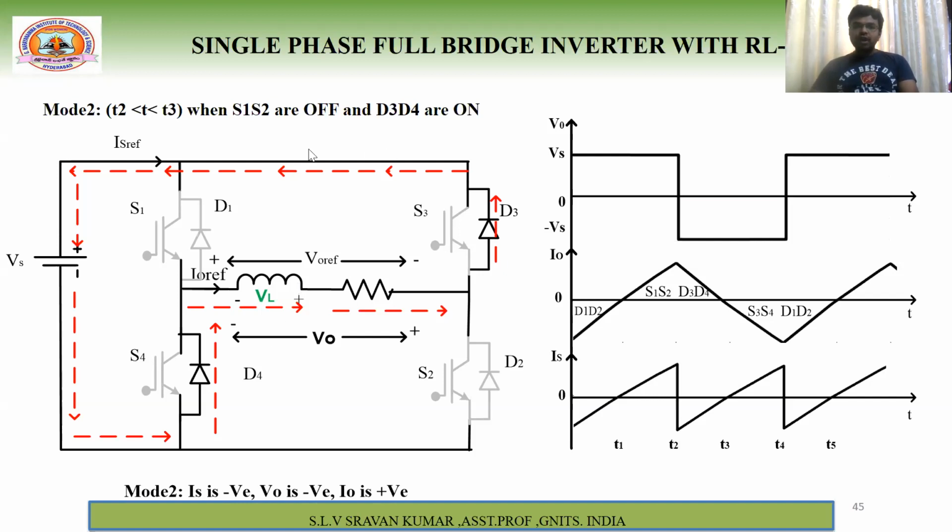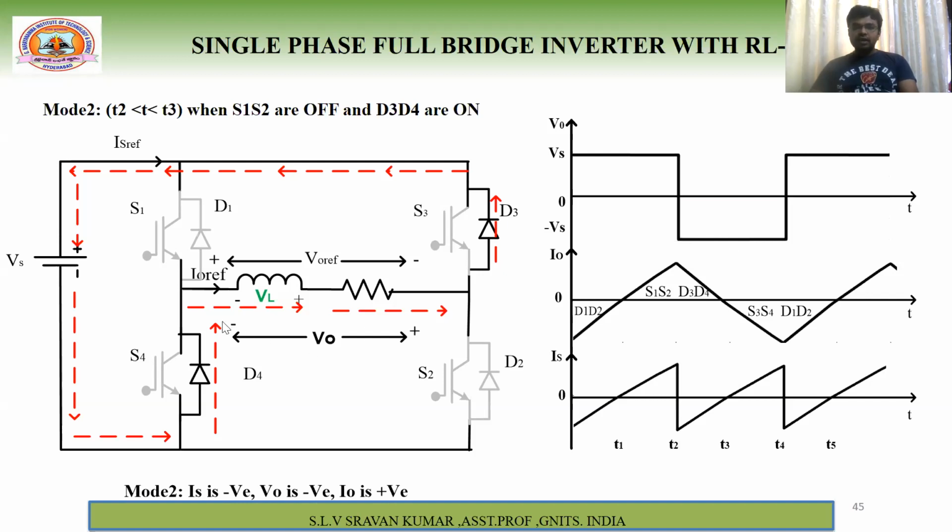So now the current is flowing in this fashion. Many times I told you, once the inductor polarity reverses, the same polarities are presented to the output voltage. Here negative is there, so you get negative output voltage, and here positive, so you get positive. So from T2 to T3, the output voltage is negative.